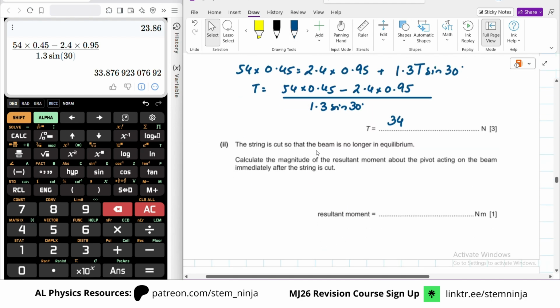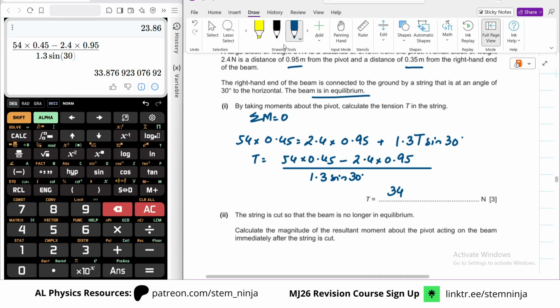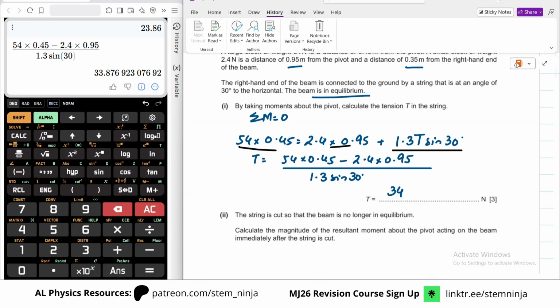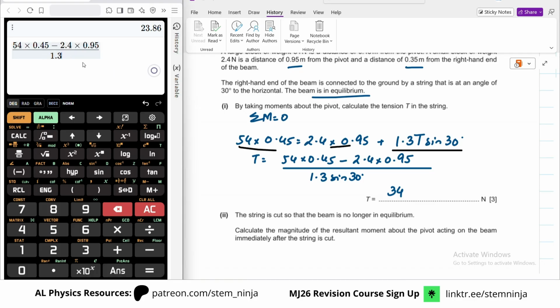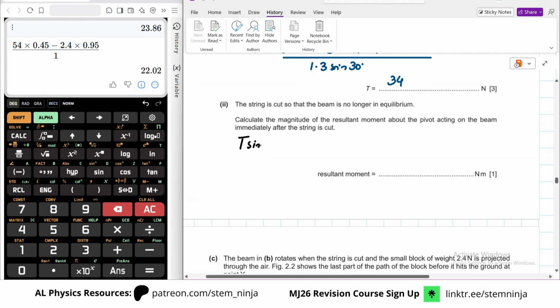Okay. The string is cut so that the beam is no longer in equilibrium. Calculate the magnitude of the resultant moment about the pivot acting on the beam immediately after the string is cut. So the moment is just due to this thing. The net moment, the resultant moment, would be just equal to the difference between these. So all we need to do is to divide this by 1 and we will get our answer. So T sine 30 degrees times 1.3 is the same. We will get the same thing. So 22.02 or just 22.